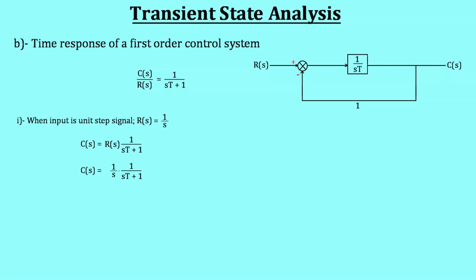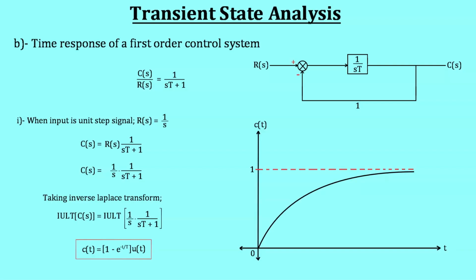Now let us quickly take our first input signal, which is the unit step signal, which will give us the Laplace transform of the input equal to 1 by s, and as such the Laplace transform of the output will come to be equal to 1 by s multiplied by the transfer function, which is 1 divided by sT plus 1. Taking the inverse Laplace transform, we will get the output response equal to 1 minus e raised to the power minus t divided by the time constant capital T. The whole expression is multiplied by the unit step signal, which simply means that only positive time values are present for the response of the system.